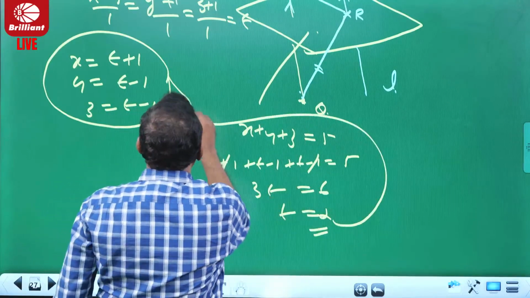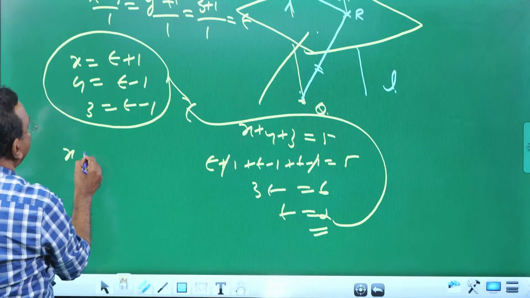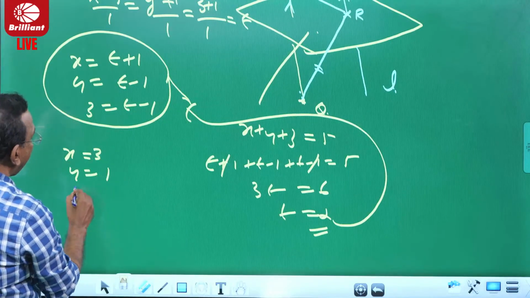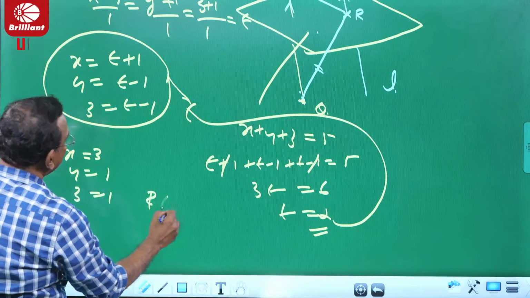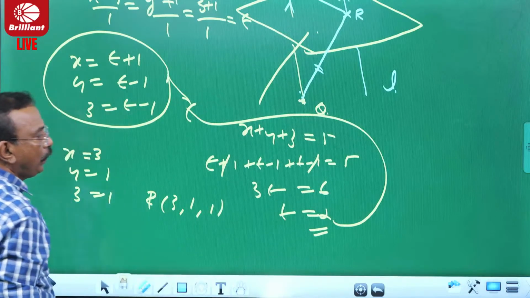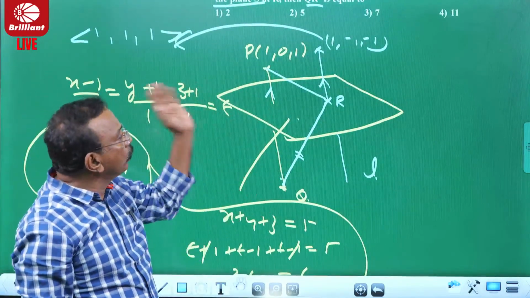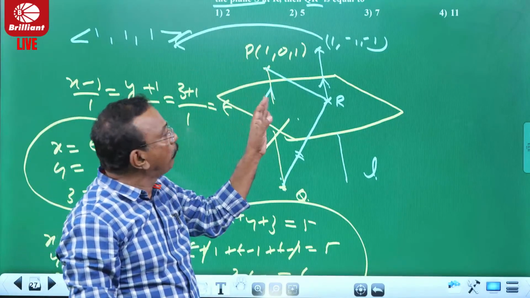Using the t here, you get that x is equal to 3, y is equal to 2 minus 1, which is 1, and z is equal to 1. So the point R is equal to (3, 1, 1). So no need of finding the Q or any equation. You simply read the problem perfectly.